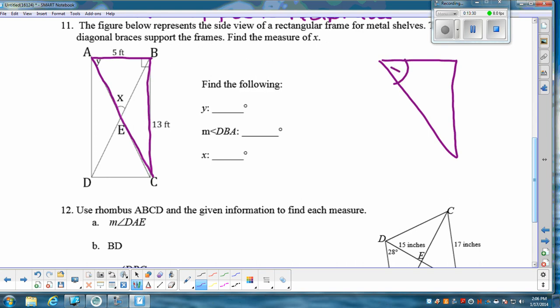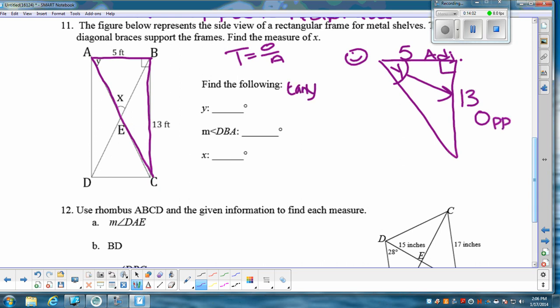Here's angle y. Here's my right angle. This is 5 feet. This is 13 feet. Well, I'm looking for an angle, so I have to use trig. Here's our person. Right across from them is our opposite side, which is 13. Right next to them is 5, which is our adjacent side. So then, thinking back to SOHCAHTOA, we know opposite and adjacent would be our tangent.